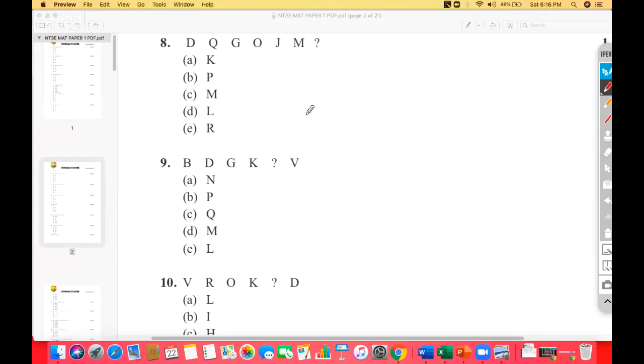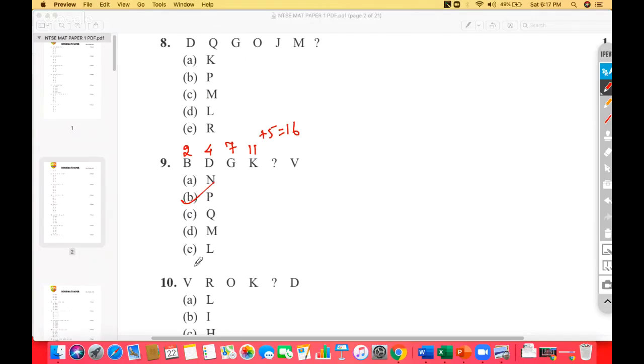Now let's move to question number 9. This is 2, this is 4, G is 7, then JK is 11. So we can understand that this is plus 2, plus 3, plus 4. So 11 plus 5 would be equal to 16. At 16, M N O P. So answer is P out here.